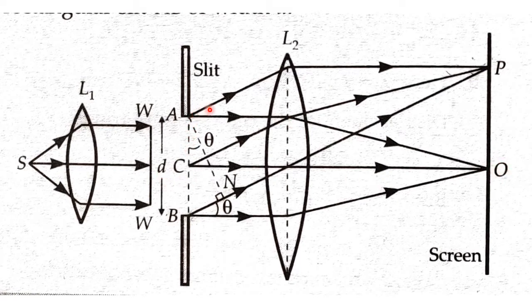The secondary wavelets coming out of the slit get focused at the point P on the screen. Now they are being focused with the help of your second convex lens L2. Now note, your secondary wavelets are elevated at an angle theta as compared to your primary wavelets.